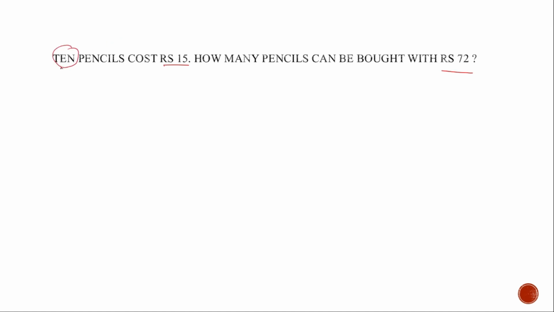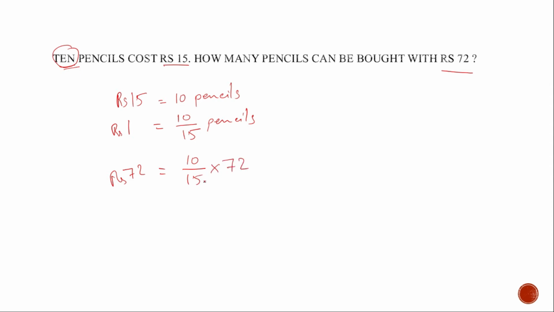In the first case, 10 pencils we can purchase in 15 rupees. So what we will write? In rupees 15, how many pencils we can purchase? 10 pencils. So in 1 rupee, how many pencils we can purchase? 10 by 15. So in 72 rupees, how many pencils we can purchase? 10 by 15 into 72. So how much will it go? 48 pencils.